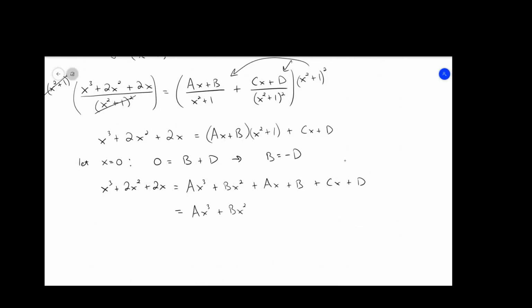There are two first power terms, right? The ax and the cx, so we can write that as a plus c times x. And then there's also two constant terms. We can put those together as b plus d.